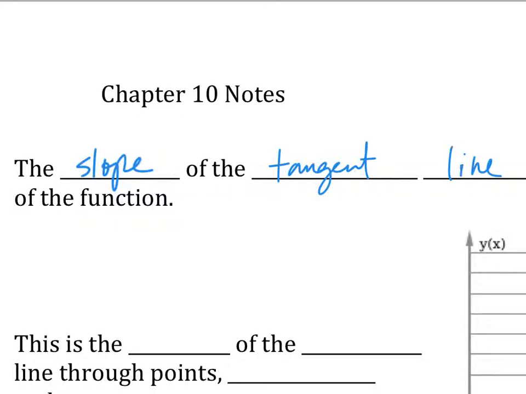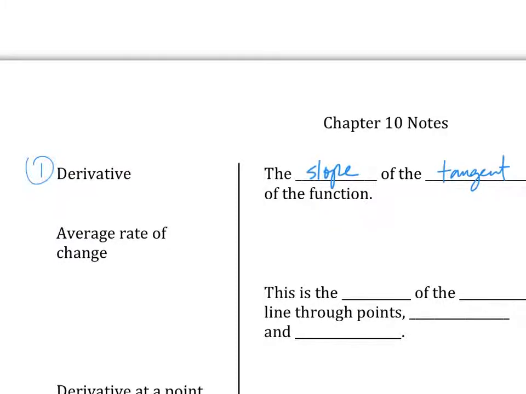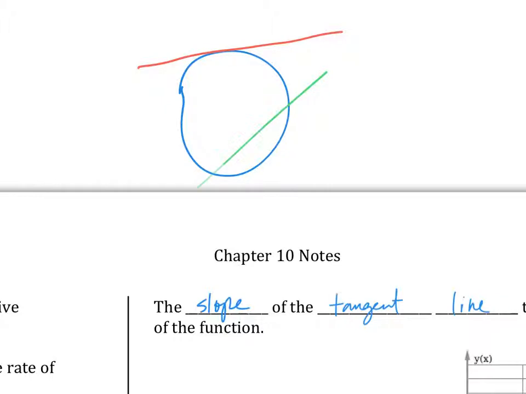All right, derivative means the slope of the tangent line. All right, let's talk about tangent line versus secant line. If you forgot, that's back in geometry, you learned this. So if you have a circle, let's draw a better one. You have a line like this, and you have a line like this.